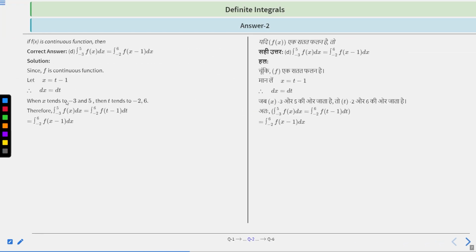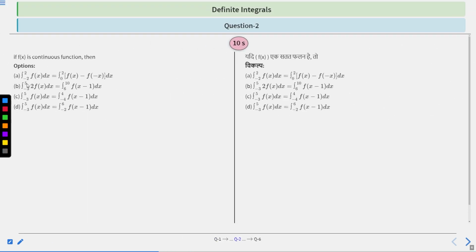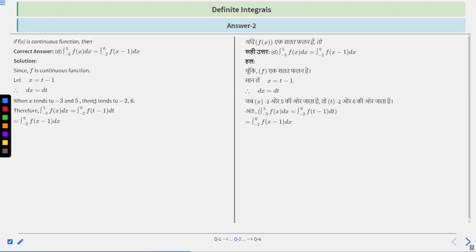Okay, let's move to the solution part. Since f(x) is a continuous function, let x be equal to t minus 1. Why have we assumed x as t minus 1? Because in the options, you can see f(x) and f(x minus 1). That's why I have assumed x as t minus 1. Therefore, dx will be equal to dt. When x goes from minus 3 to 5, then t goes from minus 2 to 6, because x is equal to t minus 1.